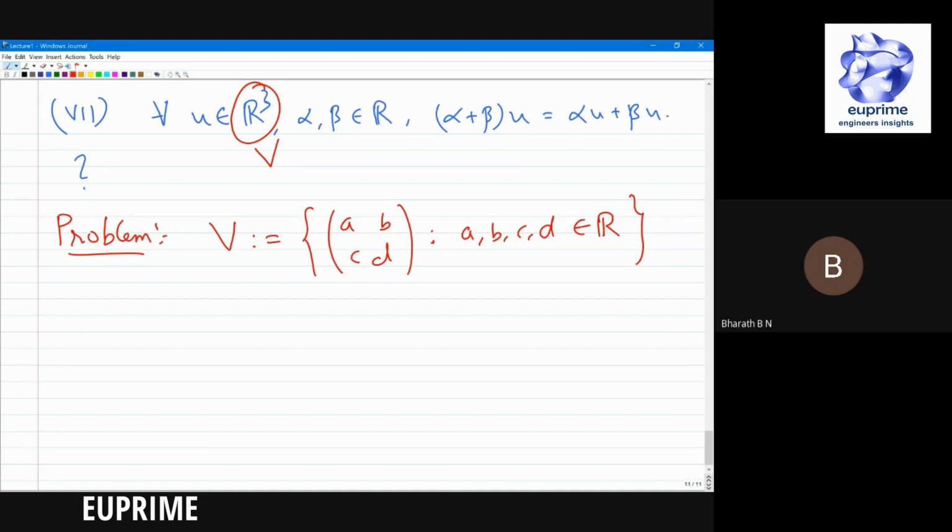Of course, you have the zero matrix also. Not an interesting one. Can somebody give me an interesting example of a vector space?